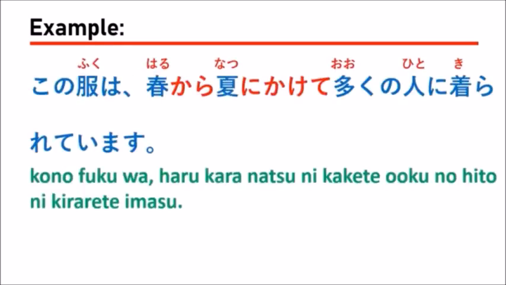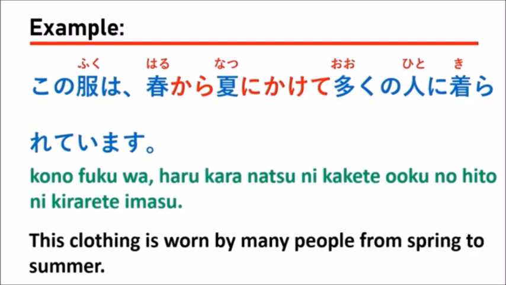The next example: この服は春から夏にかけて多くの人に着られています。Which means this clothing is worn by many people from spring to summer.